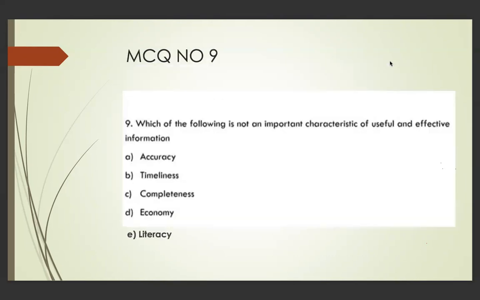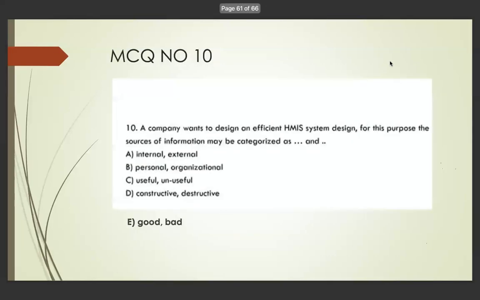Which of the following is not an important characteristic of useful and effective information? A, accuracy, B, timeliness, C, completeness, and D, economy. Yes, it is D.